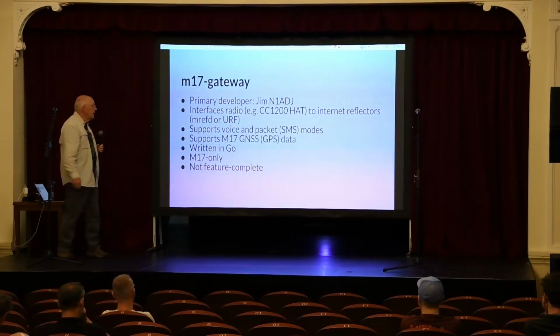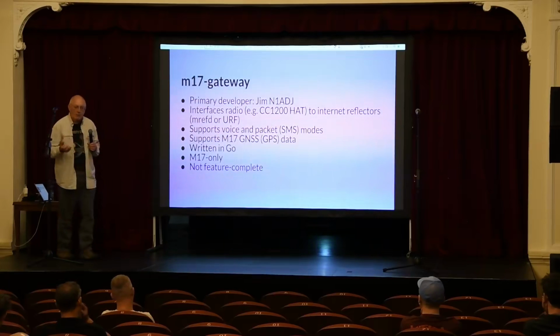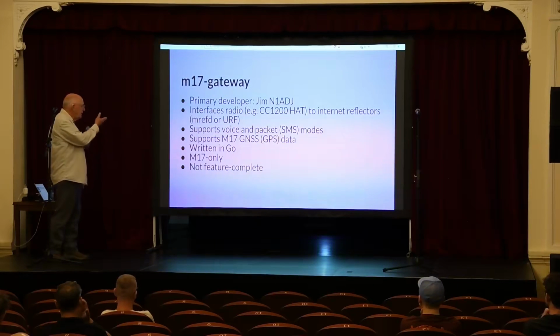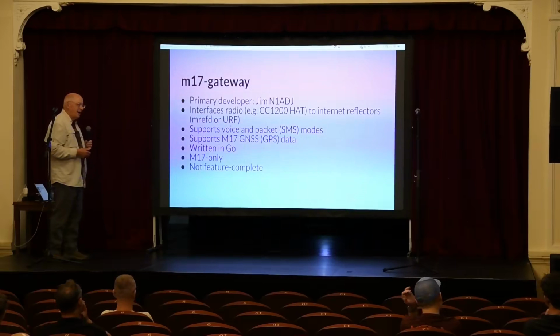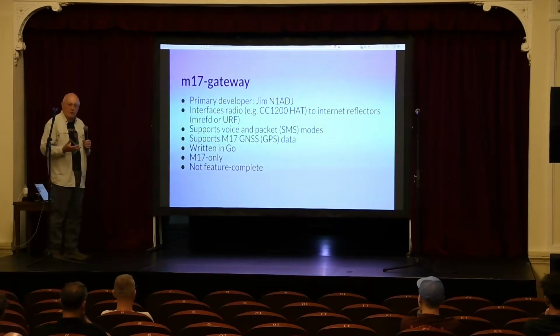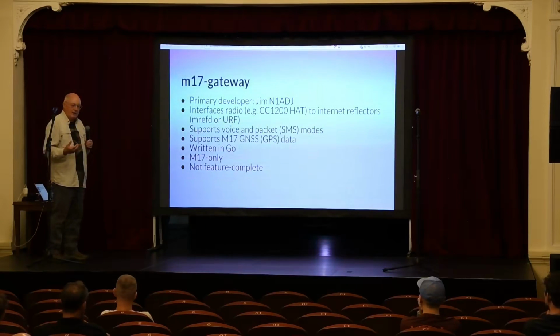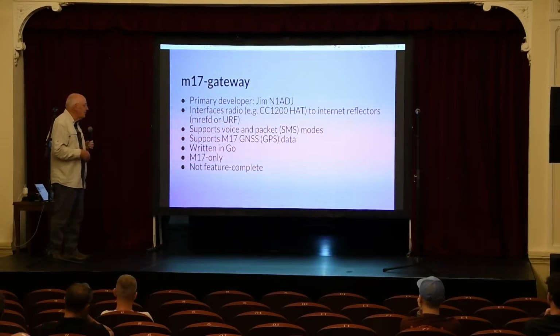So now we come to M17 Gateway, which is my contribution to this whole set of software. It basically sits between the radio, in this case the CC1200 hat, and the internet reflectors, which are the things that allow your hotspot to connect to other people's hotspots and repeaters and all that sort of thing, and enable me on my handheld to talk to people all over the world using the internet as the in-between stuff.